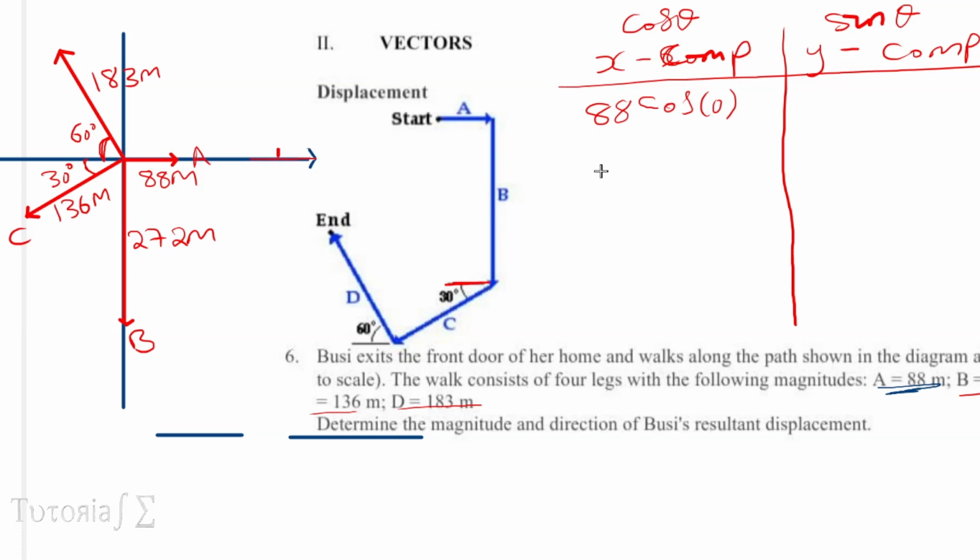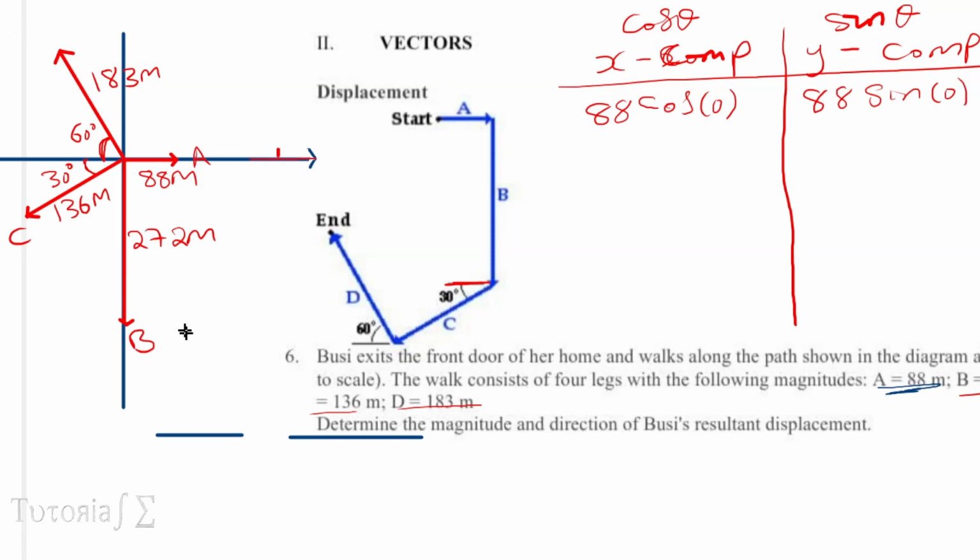The angle starts from point A. Yes, very correct. So our angle is going to be 0 because this is where the angle starts. Very good. So here on the x, it will be 88, which is the magnitude, then cos 0 degrees. Then on the y side, what are we putting there? It's 88 sine 0. Very good, sine 0.